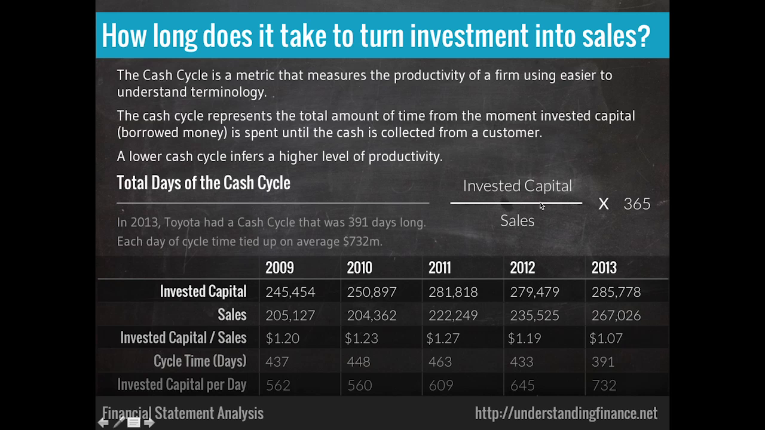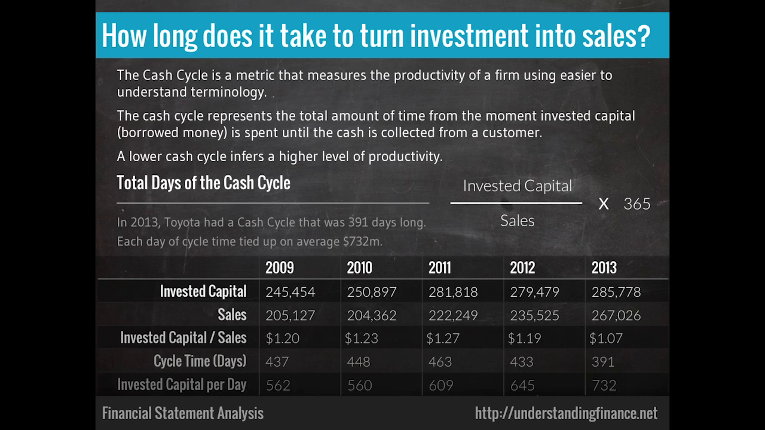That's the percentage of the year that we're tying up the cash. Multiply that by 365 days, and that tells us the length of the cash cycle. So the $1.07 in the previous slide, said another way, is 391 days. So in 2013, the average financing was tied up at Toyota for 391 days. In 2009, that was 437 days. Toyota is getting faster. They're becoming more efficient.